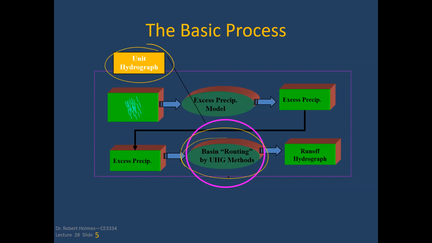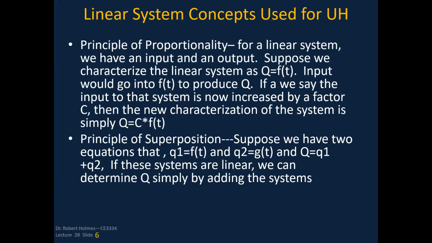All right, so I want to remind you here that this unit hydrograph method becomes this model. We've got excess precipitation that we get. We apply that excess precipitation through this model of the unit hydrograph, and we get a total runoff hydrograph. That's what we're after, is this runoff hydrograph. Now, this particular slide I've already explained to you, but it's here for your notes, and you can go back and recall. But this is what we're talking about, the principle of proportionality and the principle of superposition.